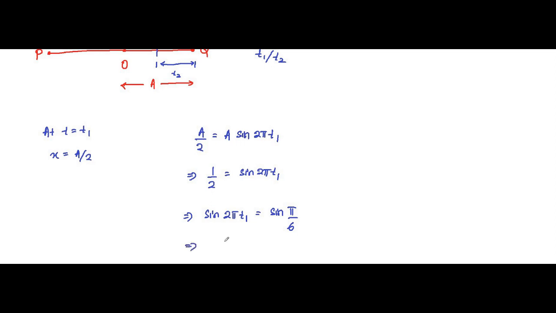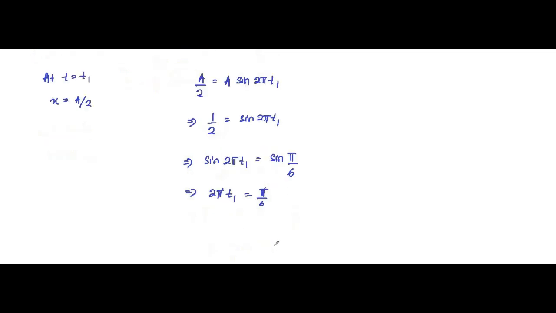So that implies 2 pi t1 is equal to pi by 6. So pi gets cancelled, and t1 is equal to 1 by 12 seconds. So we have got this.